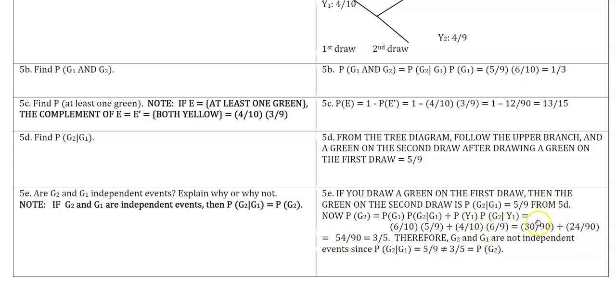And if we add those two numbers up, we get 3/5, and it's clear then that the probability of G2 given G1, which is 5/9, is not equal to 3/5. So these two are not independent. All right, that concludes our worksheet 3. All right, so let me end it here.